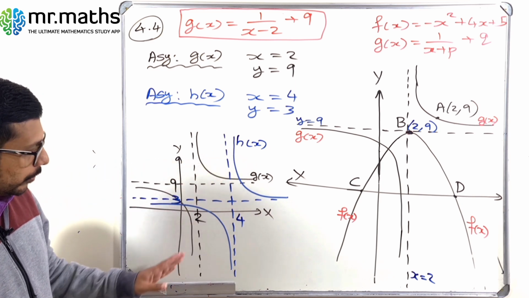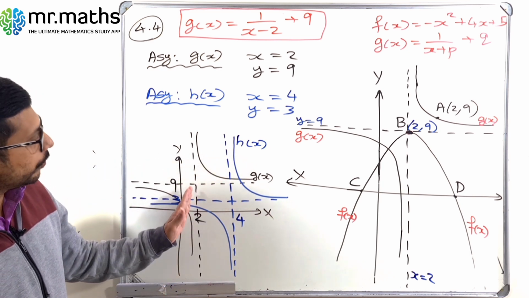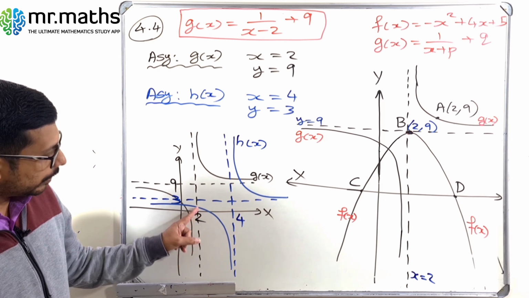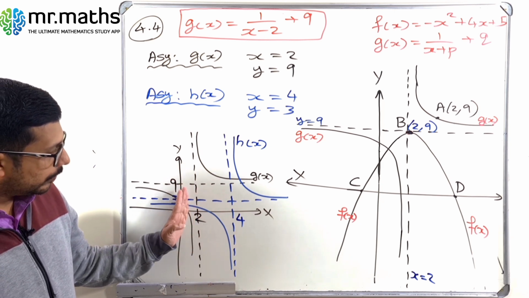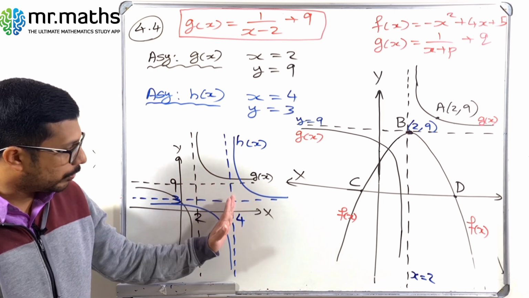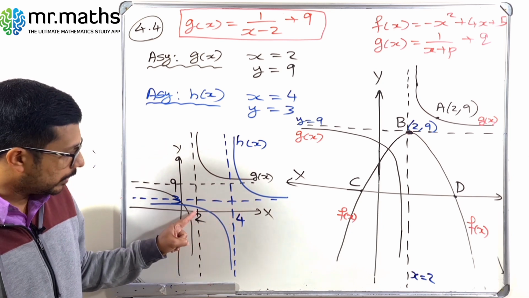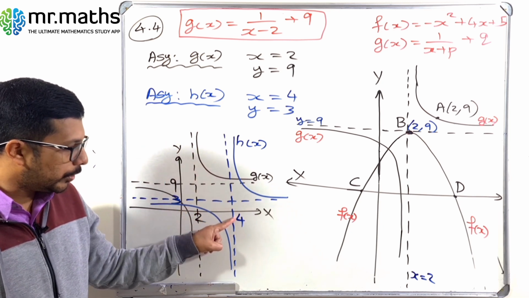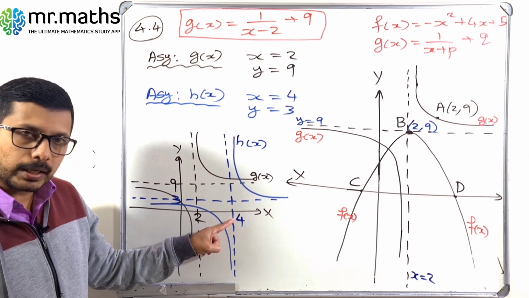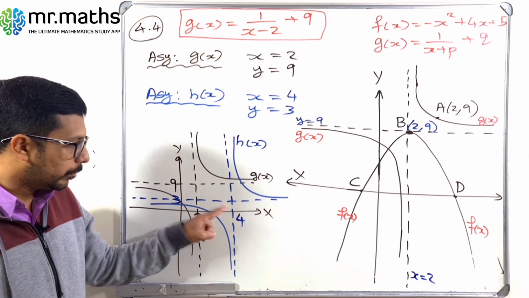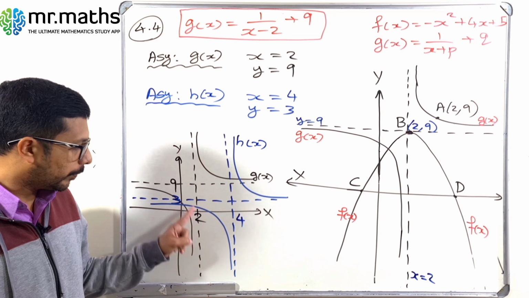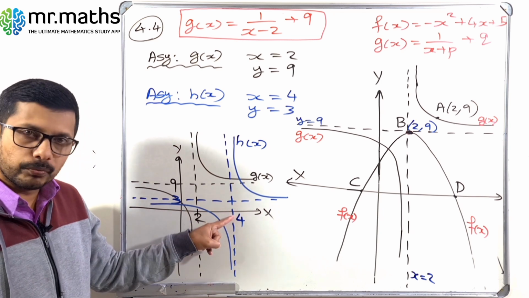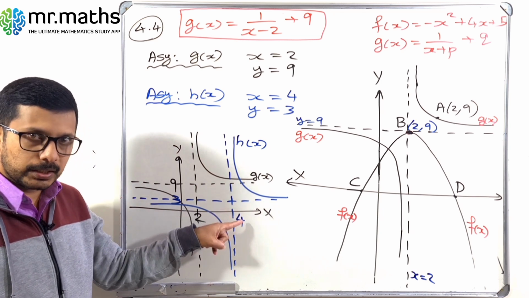So now what happened to the graph? What happened to g of x? Look at the asymptote. How does it become h of x? This one is shifted how many units to the right side? 2 units to the right. That is how this 2 changes to 4. 2 units to the right.